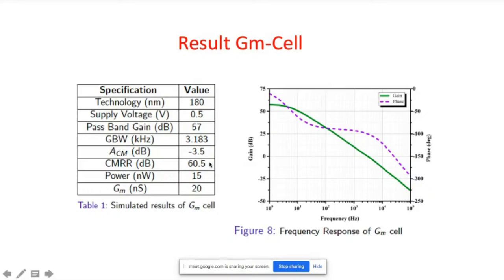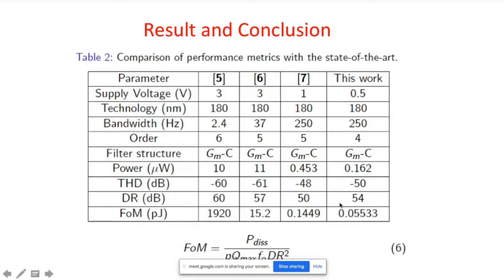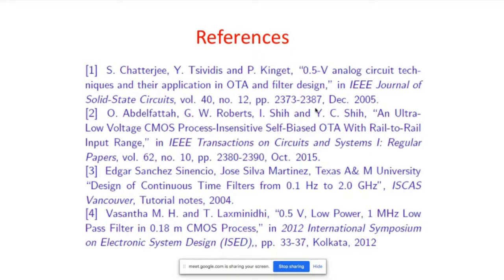If you compare here with the capacitor multiplier and without the capacitor multiplier in the phase response, you are seeing it on a very large scale, so you will not be able to see the difference much, but there is a small difference which you can always highlight. And this is the comparison. You have a FOM which is almost more compared to other similar work, with respect to 0.5 or different voltage levels. And this is the reference with respect to this paper.